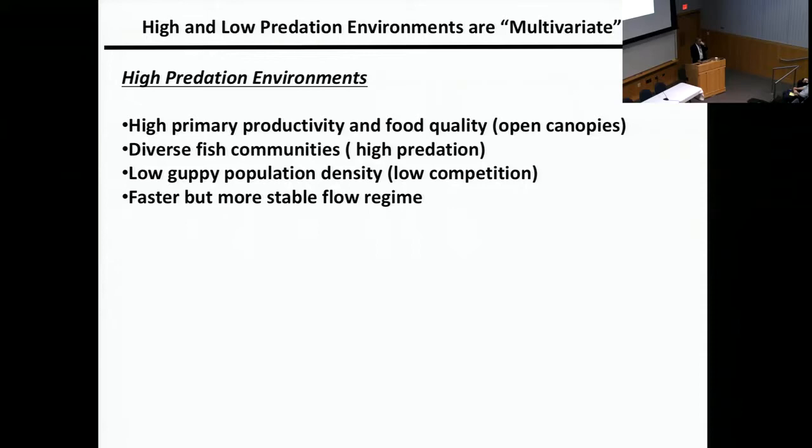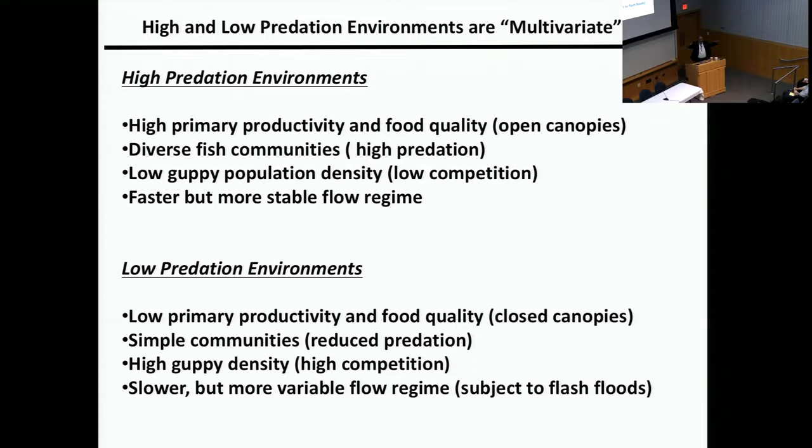When you get up to the low predation sites, the canopies close over these smaller streams. There's much less primary production. Food quality is more poor. The reduced predation results in much higher densities of guppies, so it's a much more competitive environment. The flow regime is slow but less stable and more subject to flash flooding, which occasionally resets the system and flushes the guppies out, and that's why they eventually get recolonized.